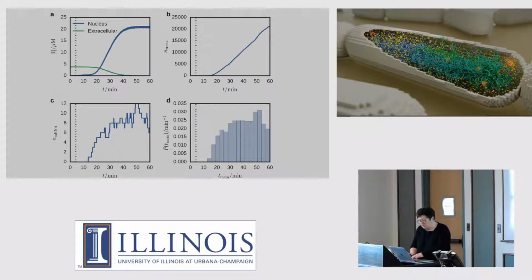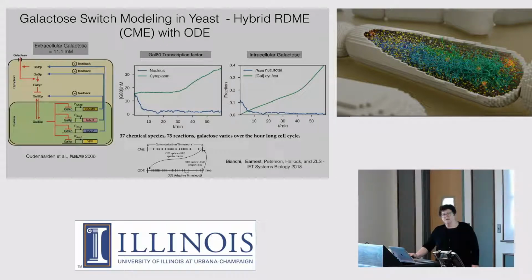What is a better study is what we did next, which is to look at a specific switch in yeast. It's called the galactose switch. And the reason we did that is there are beautiful single molecule studies that have been done on it long ago by Uden Arden. There are also kinetic networks that have been written down and tested, so we could use those.